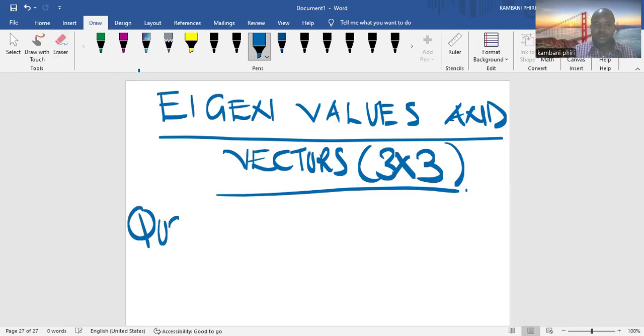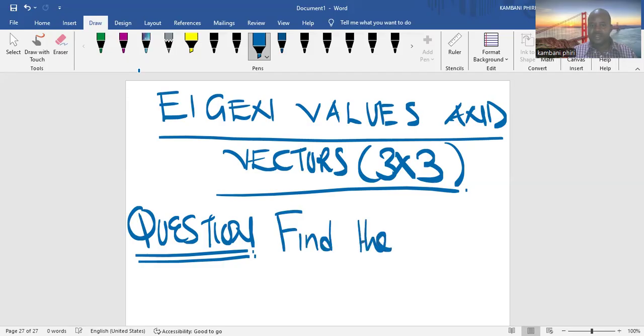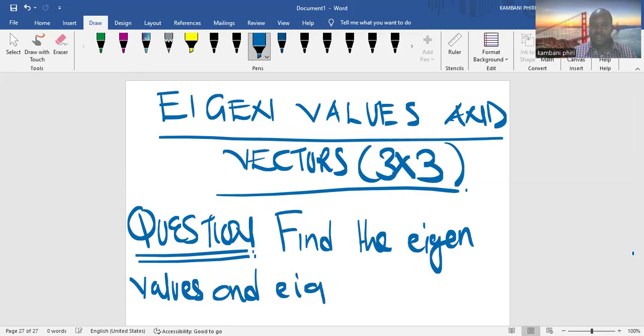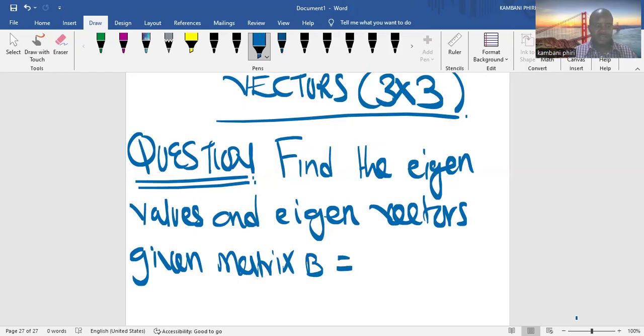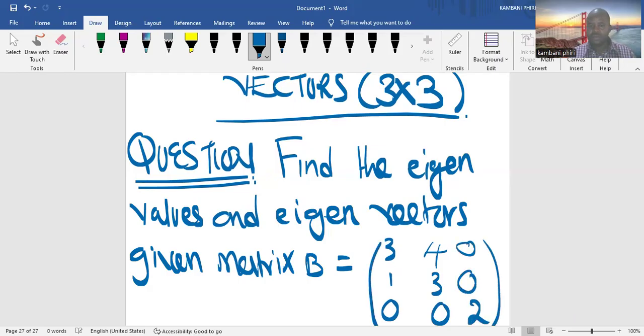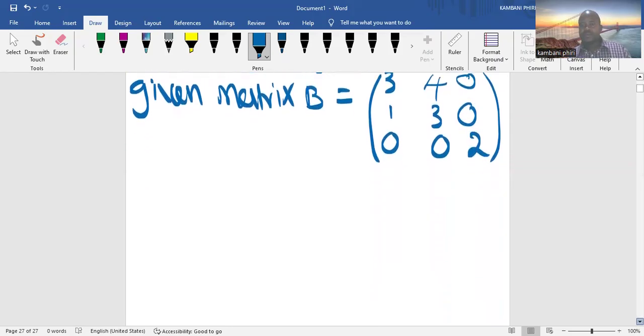Okay. Our question is as follows. Find the eigenvalues and eigenvectors, given matrix B as 3, 1, 0, 4, 3, 0, 0, 0, 2. That is the solution.